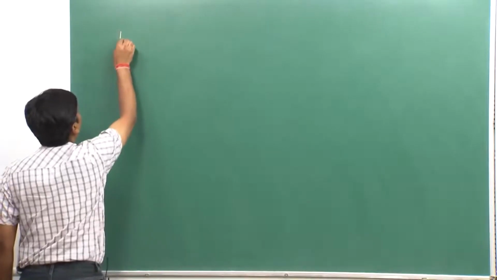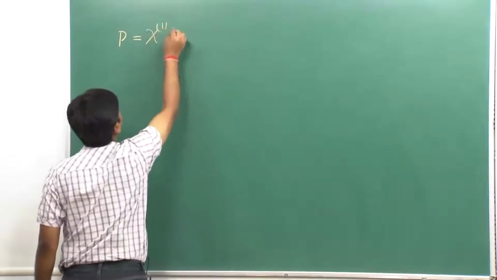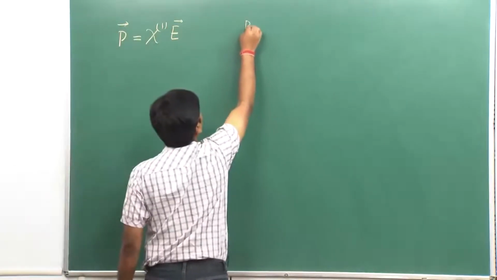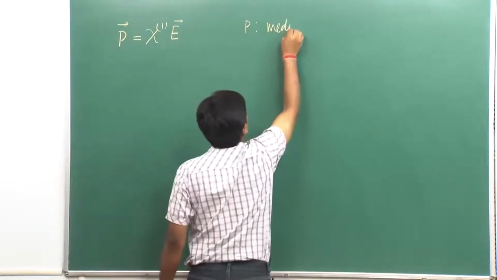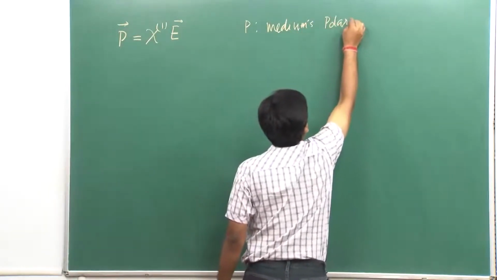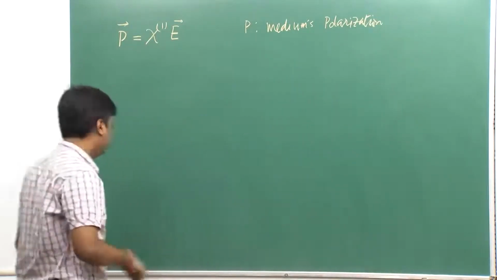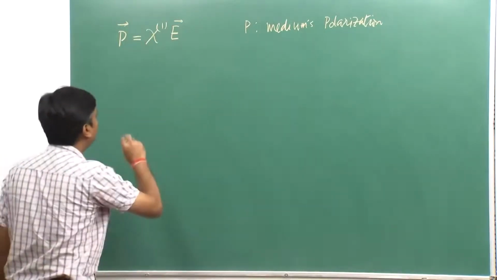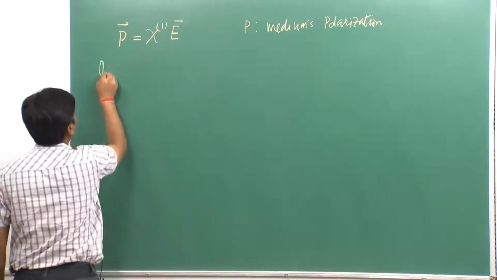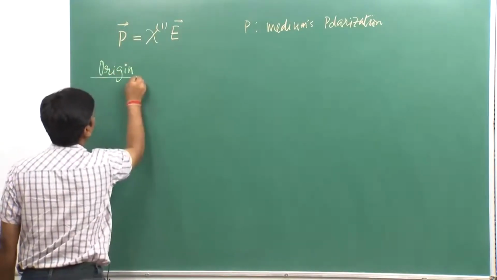So P is given by this equation, where P is the medium's polarization, E is the electric field. Now, at this point we asked what is the origin of this expression. Okay, so this is the part that we will discuss now.